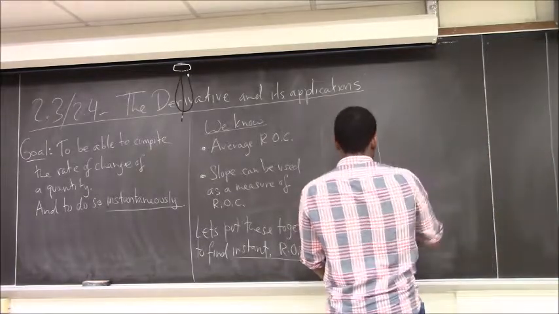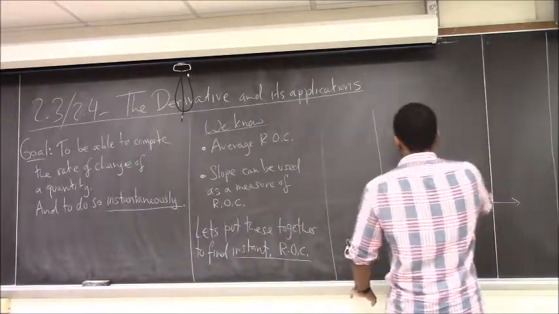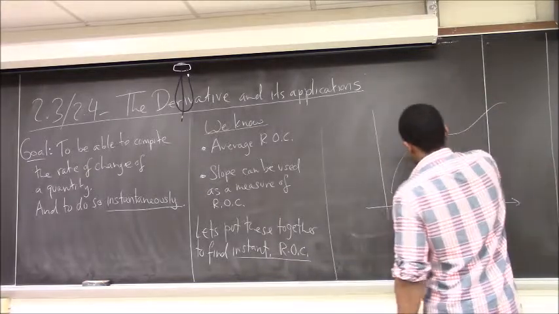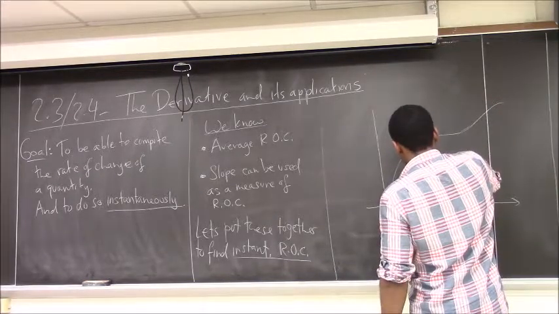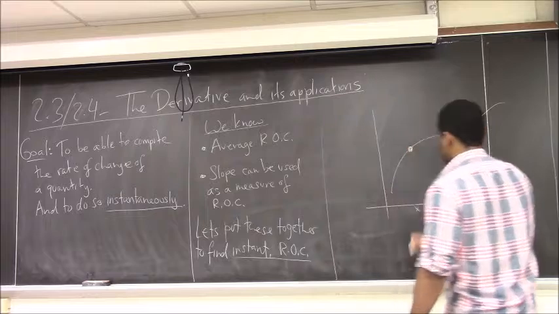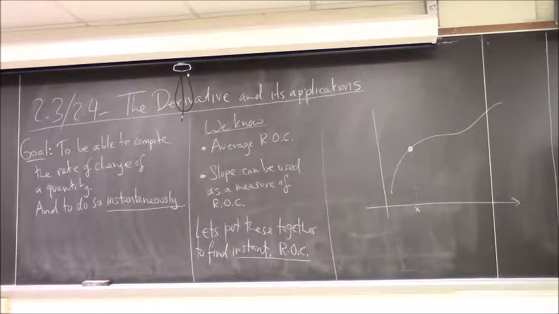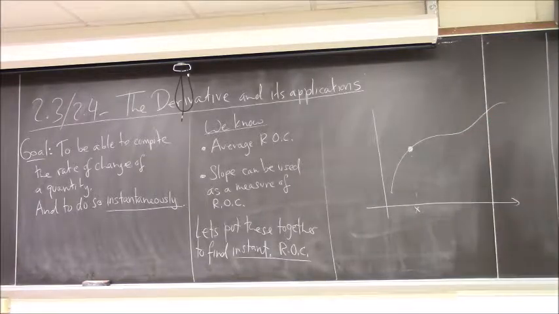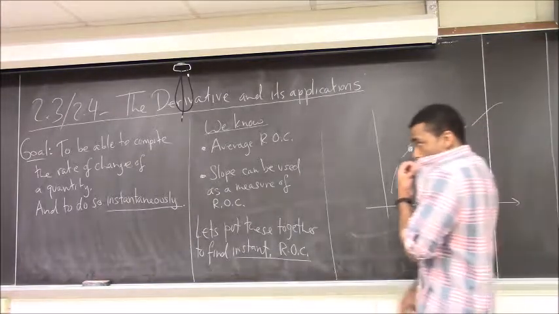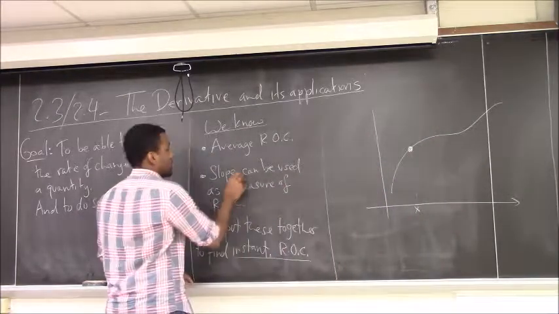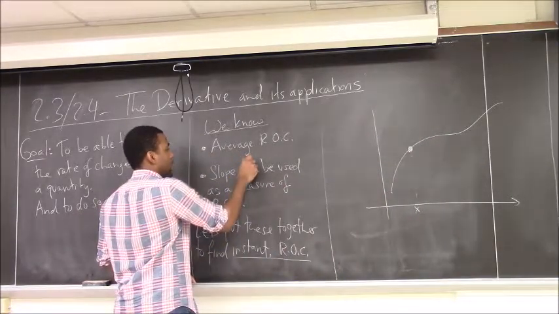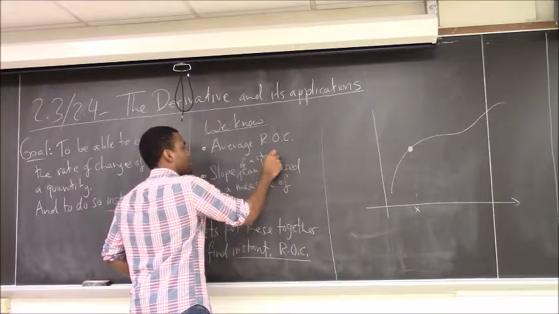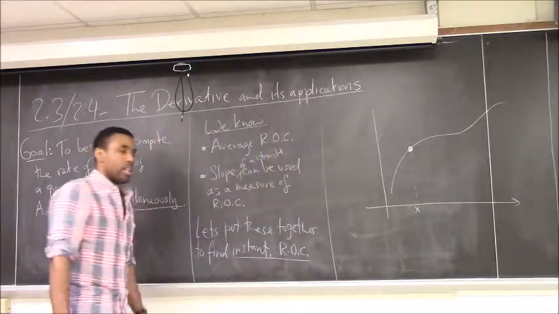So let's say I have some function that's doing its thing. There's a point here that I care about, at the point x. I want to know how fast is the function moving at that point. What is its speed? What is its rate of change? Because I know the slope of a straight line, just for emphasis here, the slope of a straight line can use to measure.